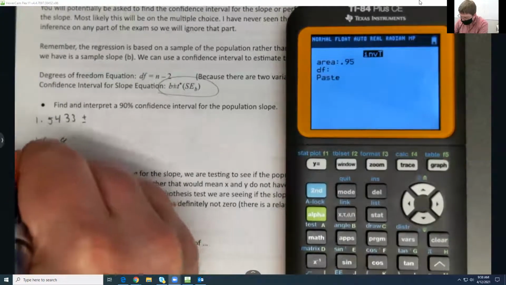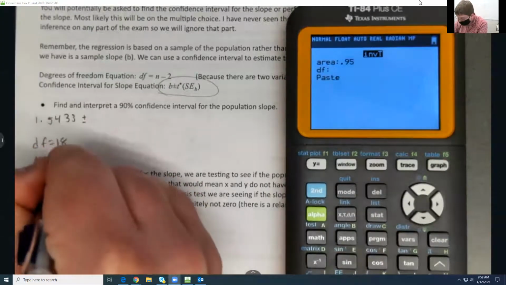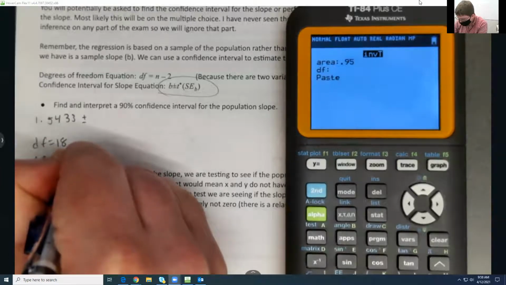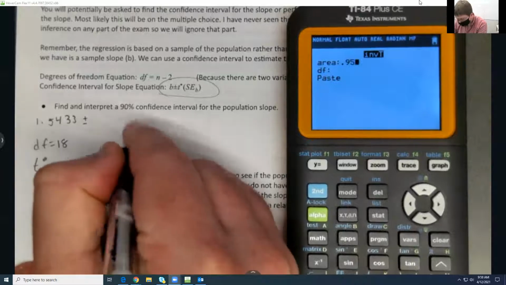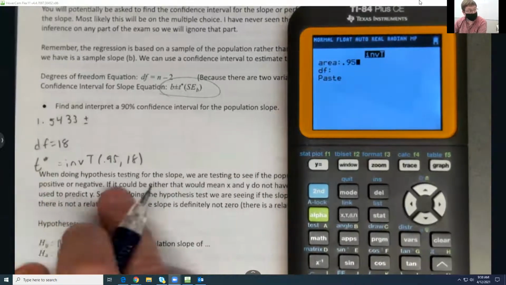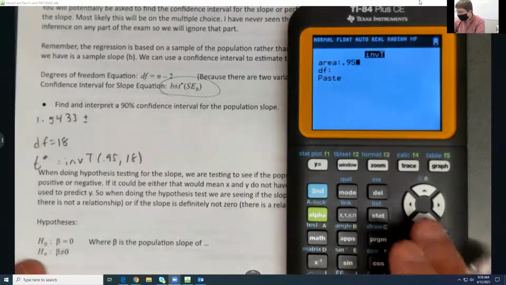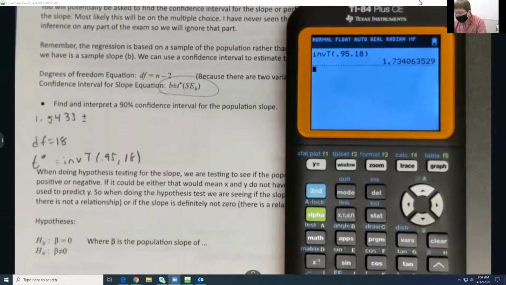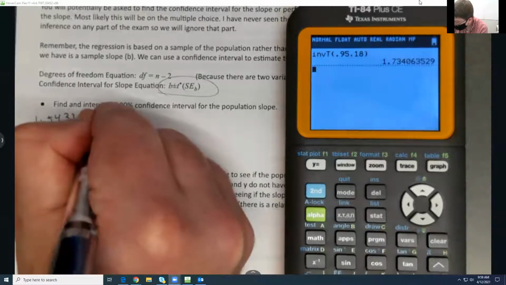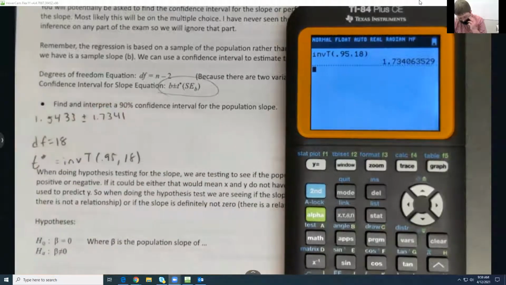All right, so to find my t again, if you guys need the formula reference later, it's going to be going to inverse t and typing in 0.95 and degrees of freedom as 18. I'm putting this down here as reference so you guys can see it. So this is my t that I'm going to use for my confidence interval: 1.7341. Everybody okay with that?